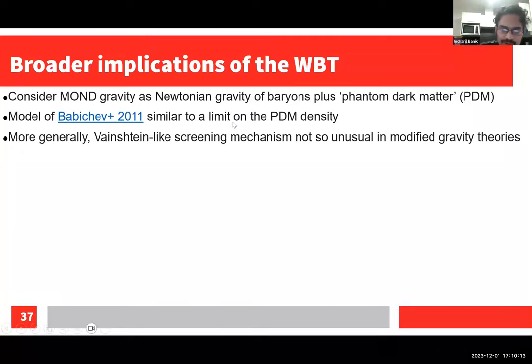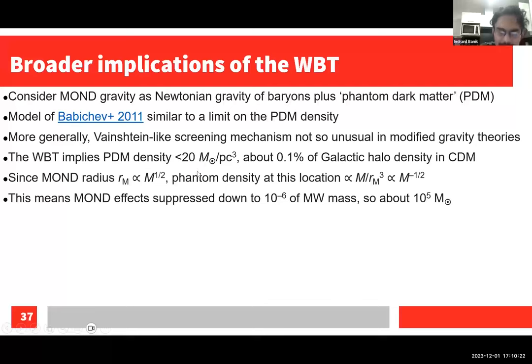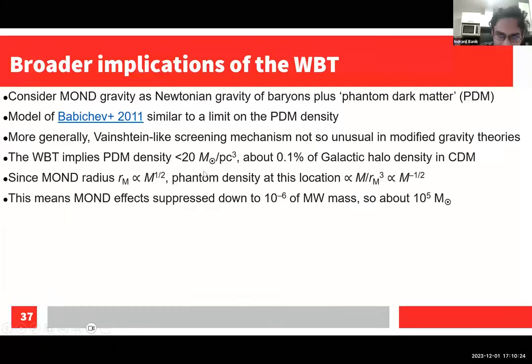You can think of MOND as the wide binary test implying some kind of limit on the density of the phantom dark matter. We've discussed this in more detail in the paper, but essentially the wide binary test would imply that MOND effects are suppressed in systems with a mass up to about 10^5, 10^6, maybe solar masses.